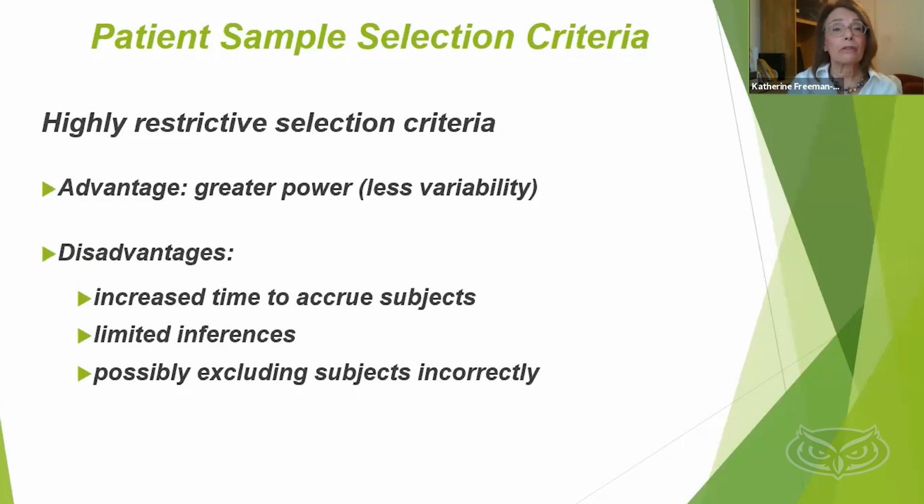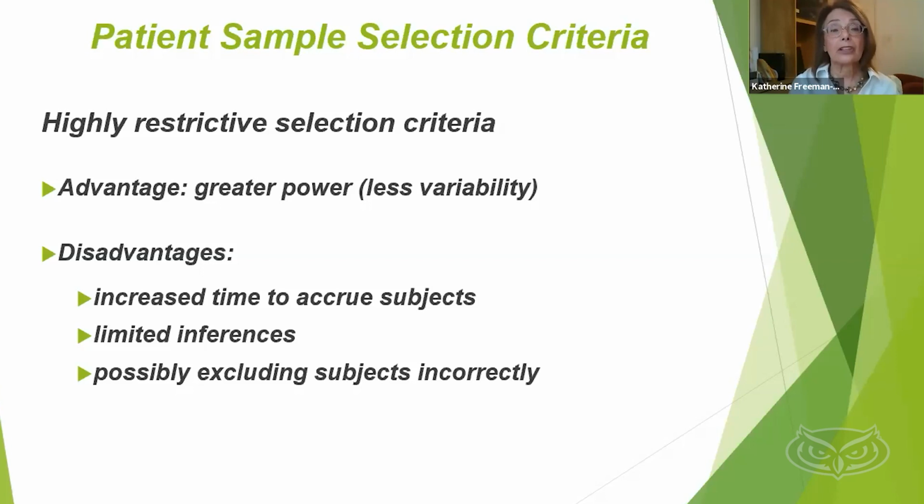All right, in terms of highly restrictive selection criteria, there are certain advantages. You're deriving a very homogeneous population or sample to extrapolate to a population. And the advantage is that because of this lack of variability, you're going to have greater power or the ability to detect the same difference if there is one. Or alternatively, you would need fewer subjects to recruit, which is an advantage in terms of money and time.